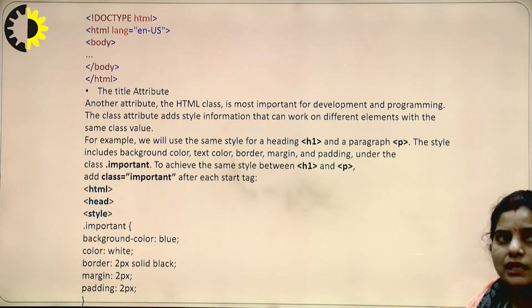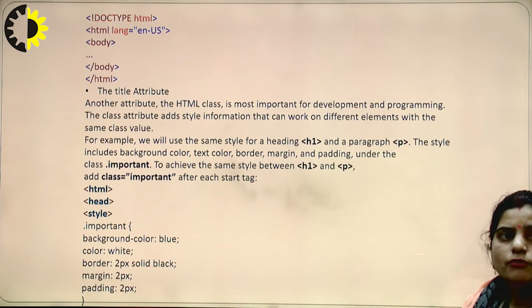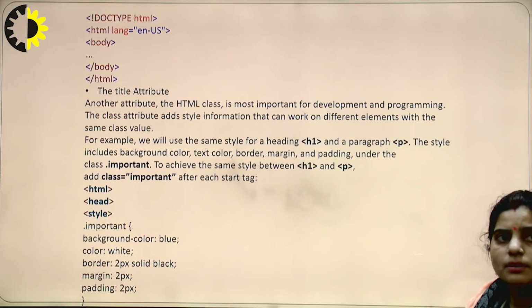Next one is the title attribute. In the class attribute, the HTML class is most important for development and programming. The class attribute basically adds style information which can work on different elements with the same class value. For example, if we use the same style for a heading H1 and for a paragraph P, this style includes a background color, text color, border, margin and padding under the class which is named .important. So to achieve the same style between H1 and P, add class equal to important after each start tag.